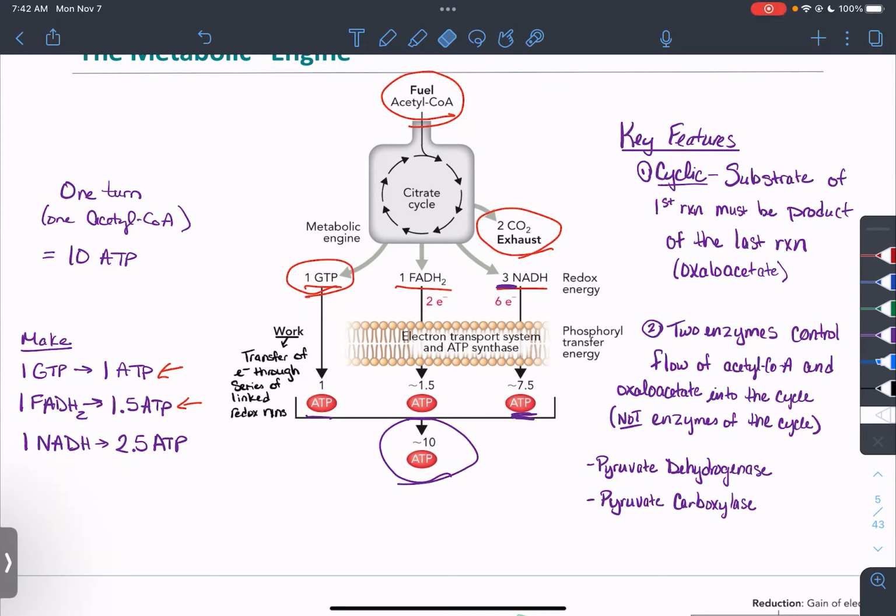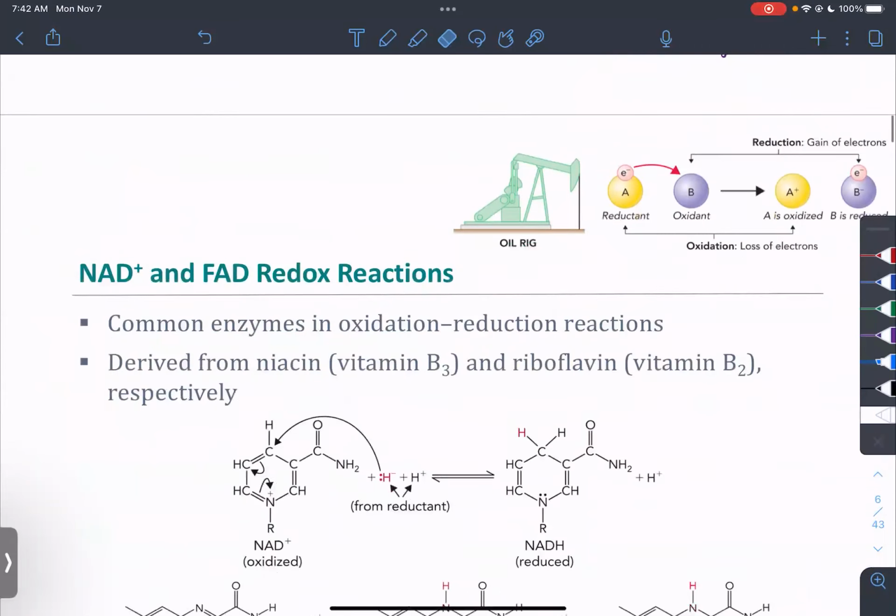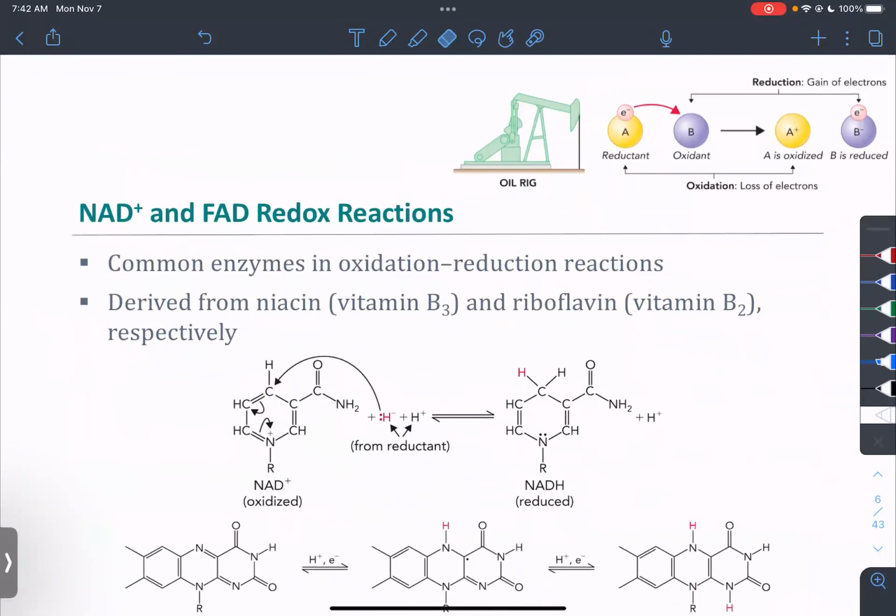And so however much acetyl-CoA comes into the citrate cycle is going to control how much we run the citrate cycle. So we have two enzymes that actually control the flow of acetyl-CoA and oxaloacetate into the cycle. And those two enzymes are not a part of the citrate cycle, but we're going to talk about them at the end of the chapter when we talk about regulation. So those two enzymes are pyruvate dehydrogenase and pyruvate carboxylase. And we'll talk a lot about pyruvate dehydrogenase kind of in the beginning, and then we'll talk more about pyruvate carboxylase later.